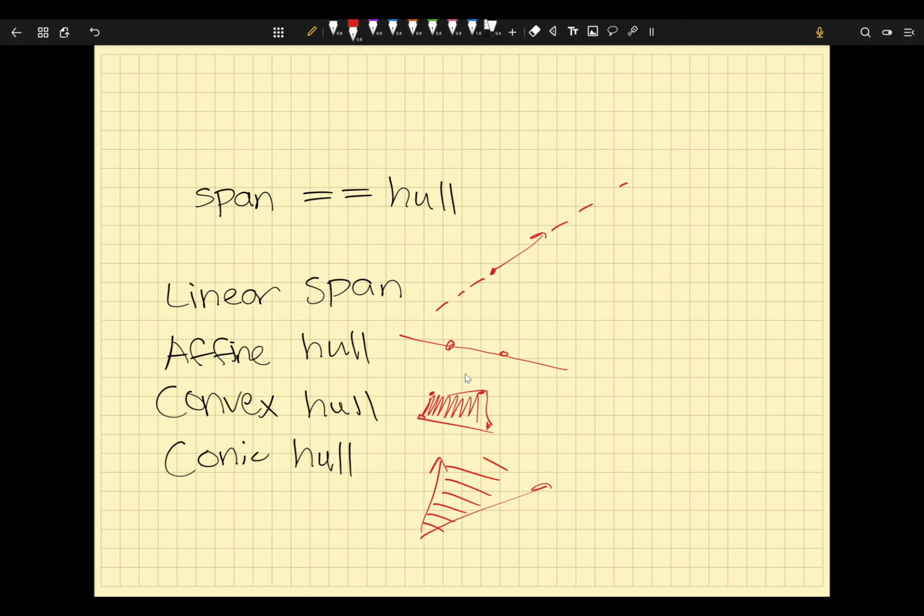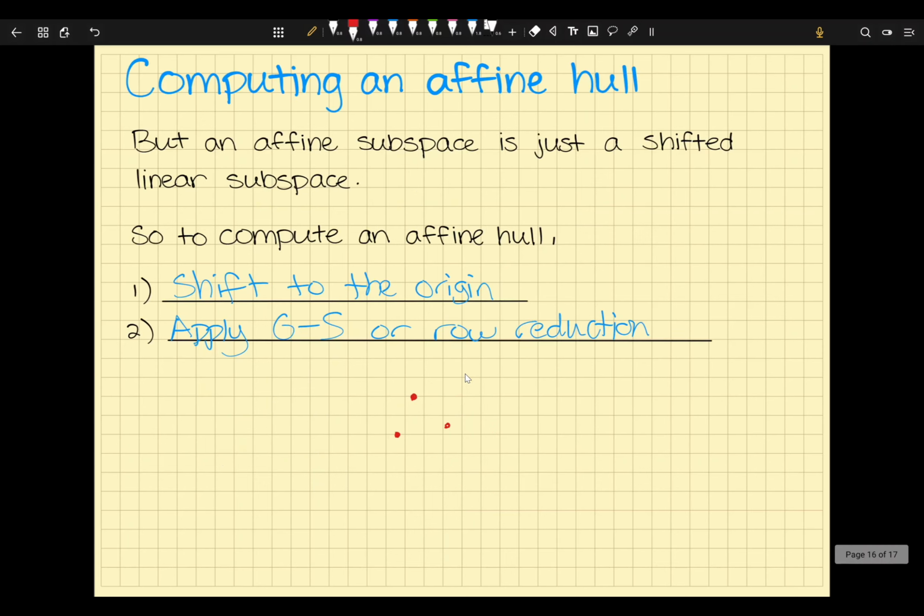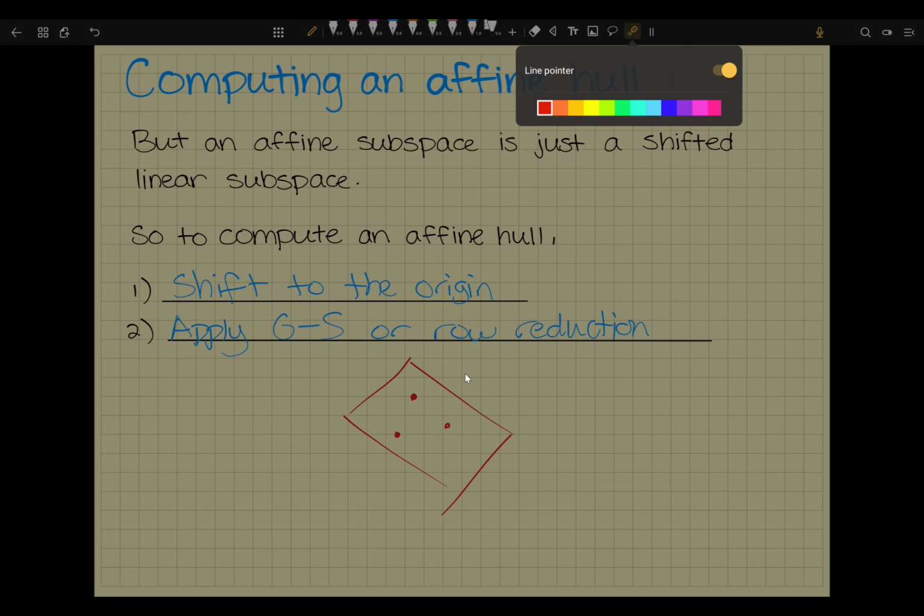So what I mean by compute an affine hull is, we have this set of points, and we want the plane going through them. How do we compute that plane is the question. Or in general, how do we compute the affine hyperplane of a set of points. The upshot was, the thing that we already know how to do is Gram-Schmidt on a linear subspace. So we just shift our affine subspace to the origin and then do Gram-Schmidt.